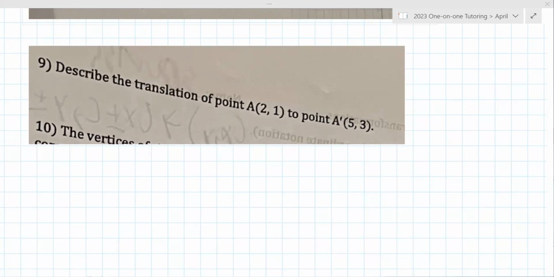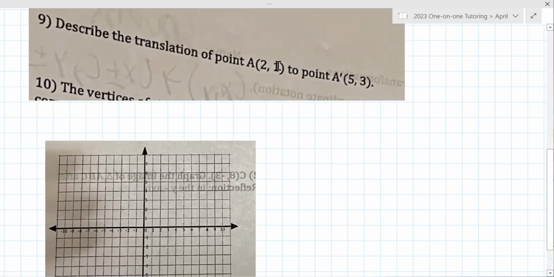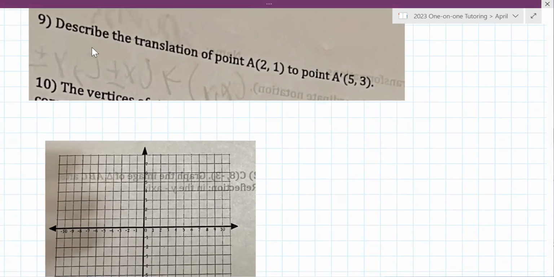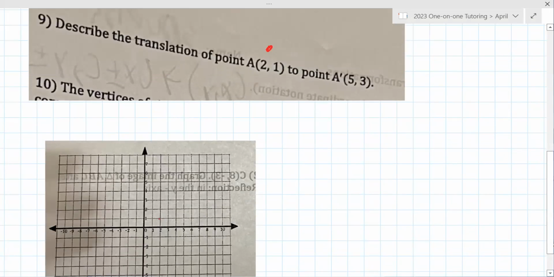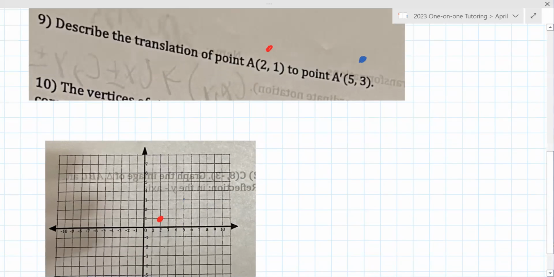So let me grab a graph here. Here we go. So what we're going to do here is graph A. I'll do that in red. A is 2, 1. A prime, I'll put that in blue, 5, 3.